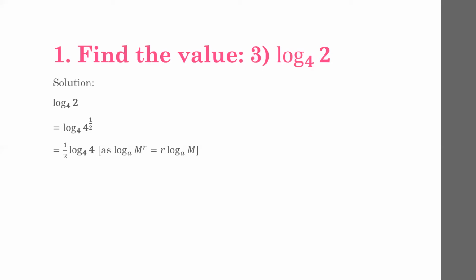Now we can see that log 4 base 4, which is the same as log a base a, is equal to 1. So log 4 base 4 is equal to 1. So our next line will be half into 1, as log a base a equals 1. Now multiplying half with 1, we will have half. So this is our required value of number 3, which was log 4 base 2.